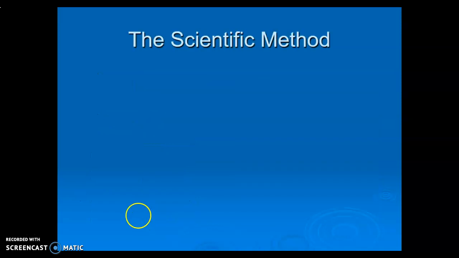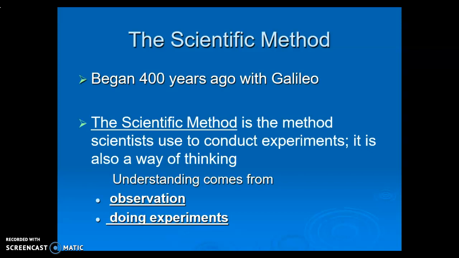So the scientific method, what we're talking about here, is something that began about 400 years ago with somebody named Galileo. The scientific method is the method scientists use to conduct experiments. It provides a series of steps that scientists follow for every experiment they conduct, in order to make sure that their methods are the same and they get as accurate of results as possible. We can also think of it as a way of thinking, and it provides us understanding through the observations that we make and through doing experiments.